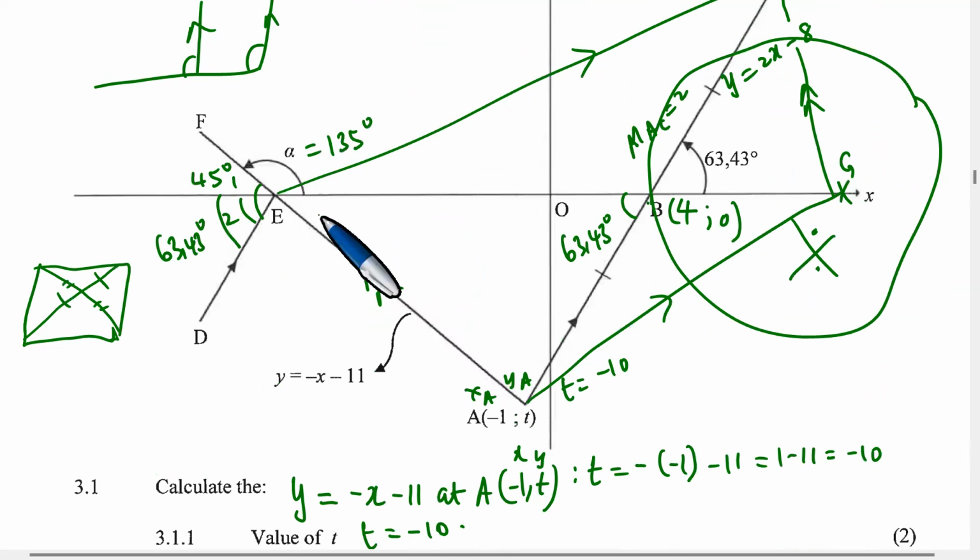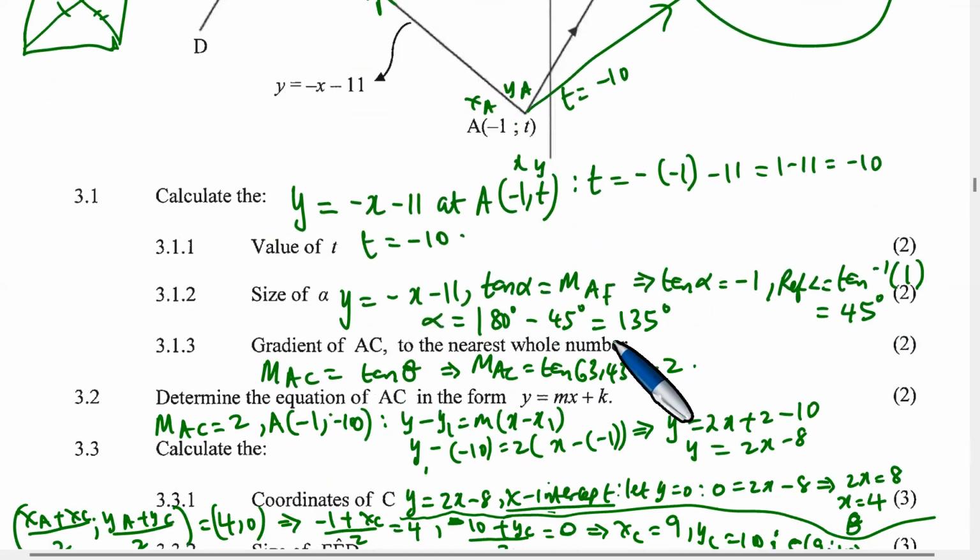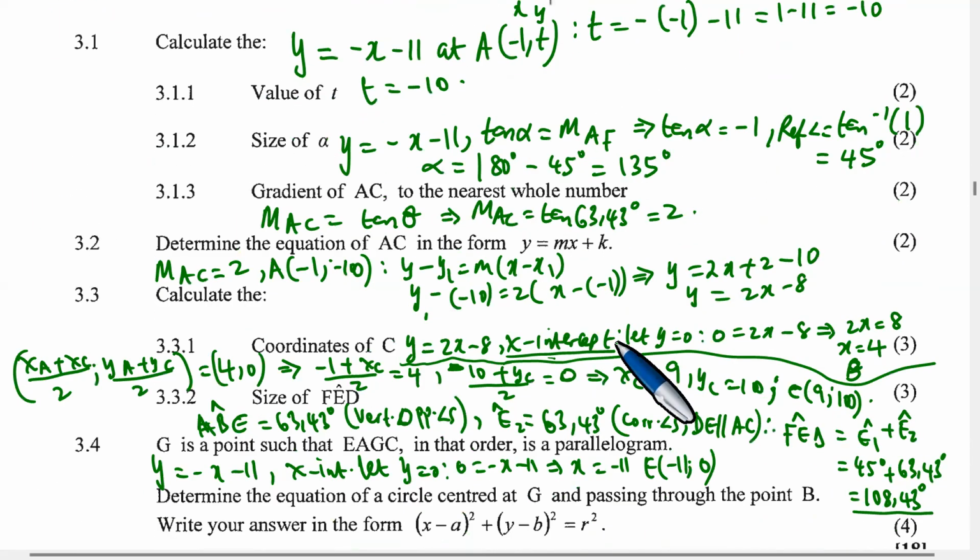So which means, therefore, at this point, we have x equal to minus 11 and y is 0. These are coordinates. B is the midpoint. Using the midpoint formula, we can easily be in a position to determine that.